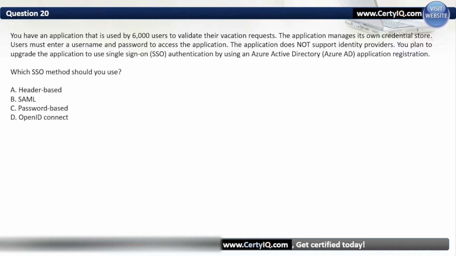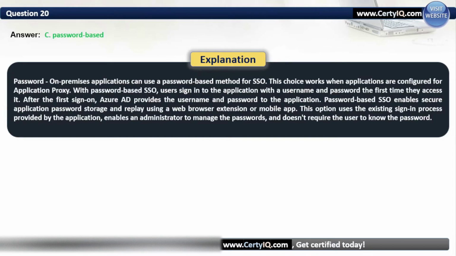The correct option is C, password based. An on-premises application can use a password-based method for SSO. This choice works when applications are configured for application proxy. With password-based SSO, users sign into the application with a username and password the first time they access it.